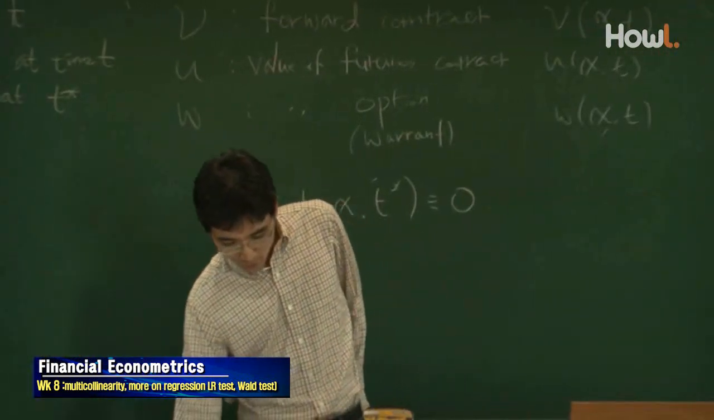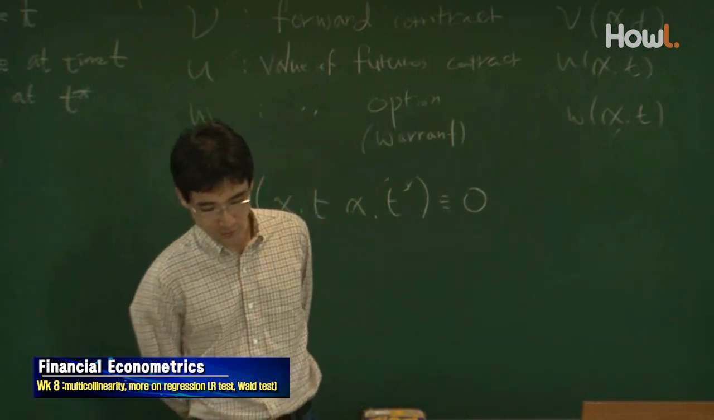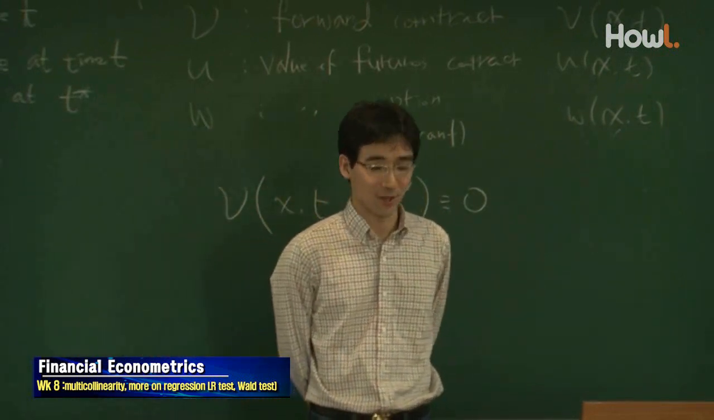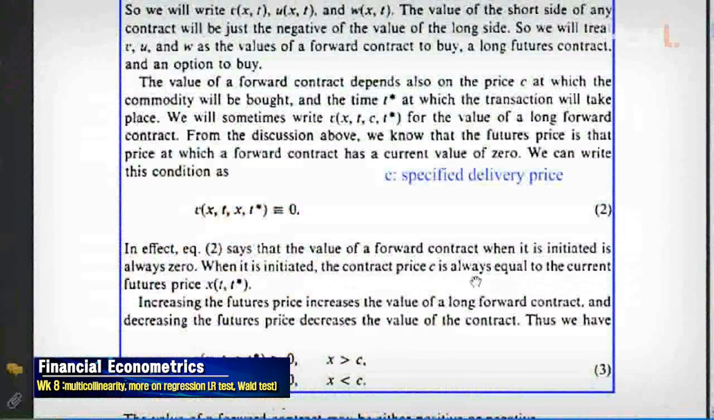So in effect, equation 2 says that the value of the forward contract when it is initiated is always 0. Okay, when it is initiated, it should always be 0. When it is initiated, the contract price C is always equal to the current future price T star.